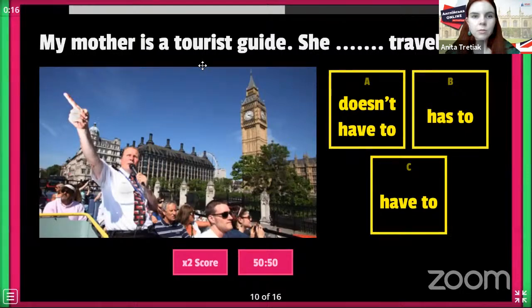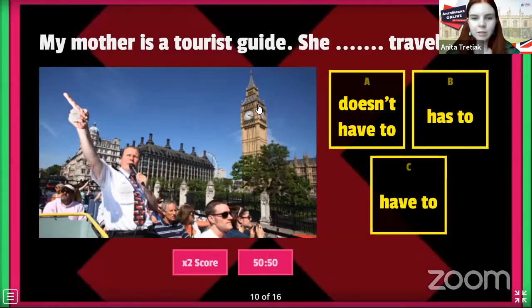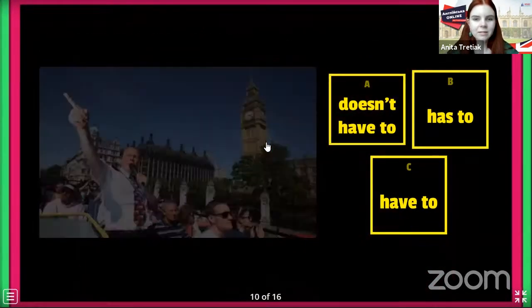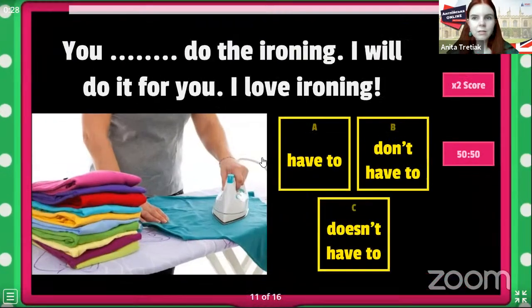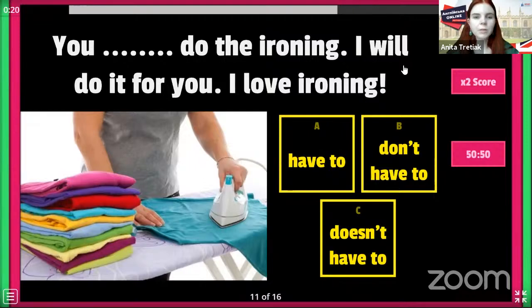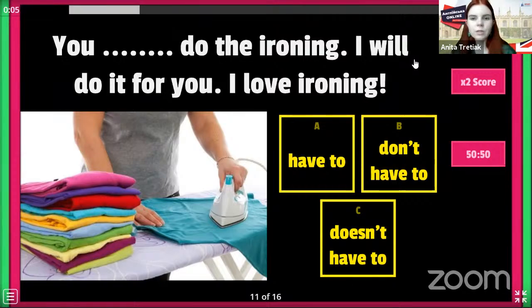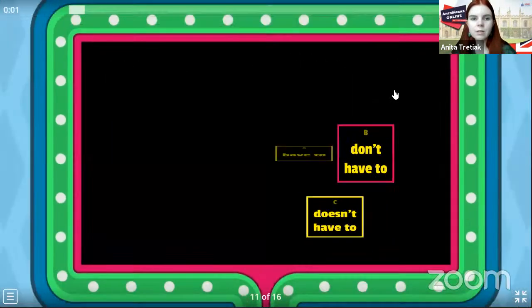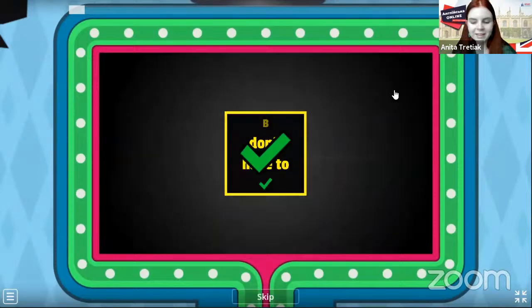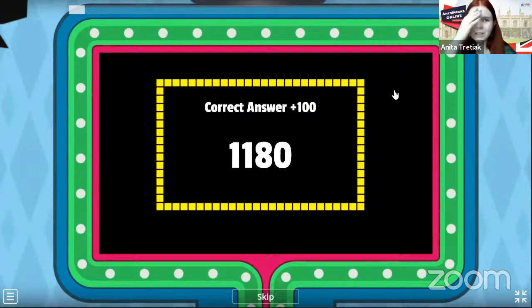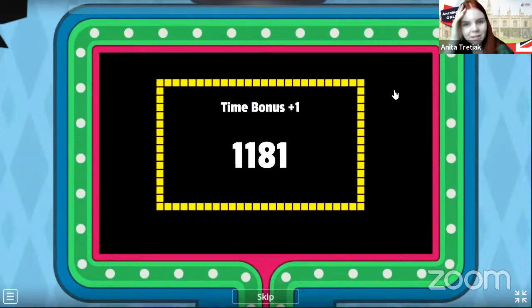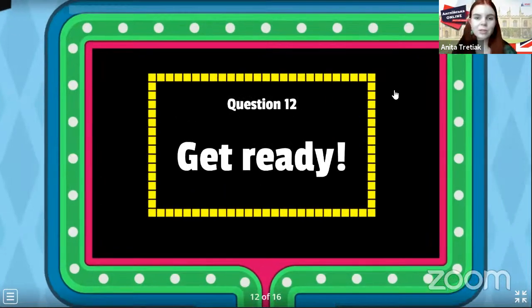No. My mother is a tourist guide. She's to travel a lot. Oh my gosh, it's running faster. Ah, we lost this one. Oh no. You do the ironing, I will do it for you. I love ironing. So guys, let's choose. It's don't have to, finally. Okay, well, decision of 1, it was not the best decision, guys. Because we don't have much time, we need to do it faster.